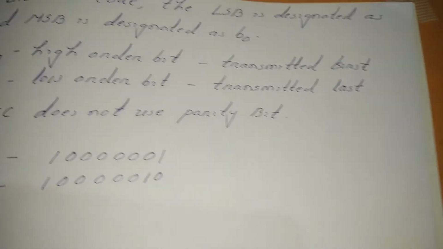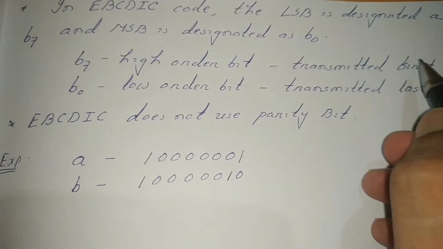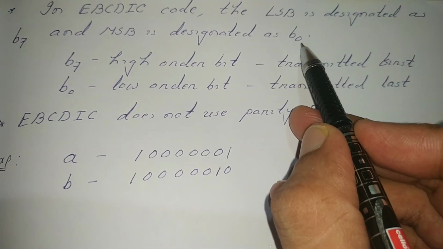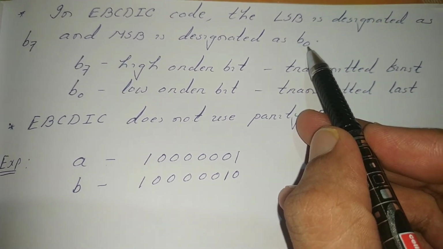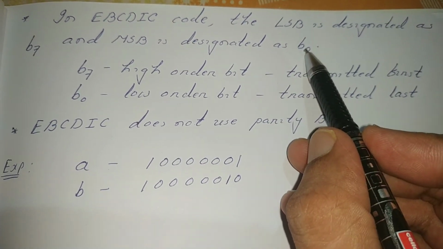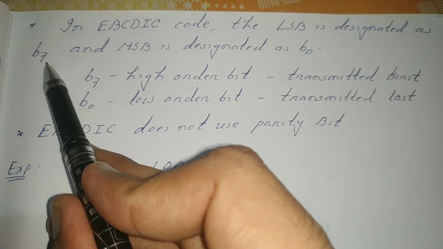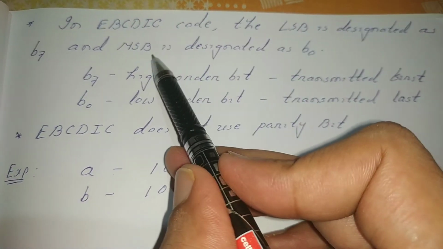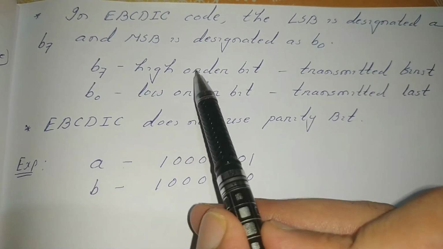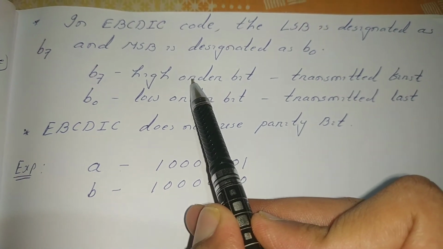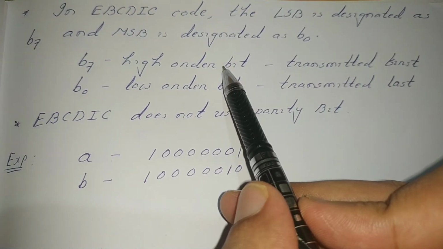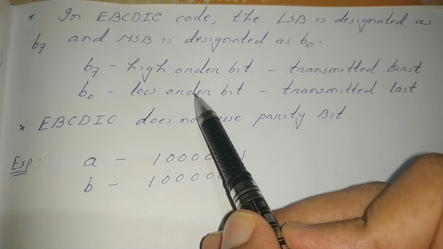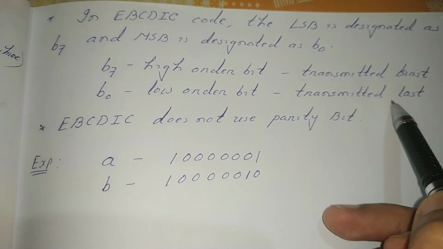In EBCDIC code, the LSB is designated as B7 and MSB is designated as B0, just reverse of the ASCII code. Okay, in ASCII code B0 is LSB and B7 is what? MSB. But here just reverse, B7 is LSB and B0 is MSB. So B7 is what, high order bit, but this one is LSB. So in serial transmission that bit will be transmitted first. B0 is low order bit, but it is MSB, so it is transmitted at the last.